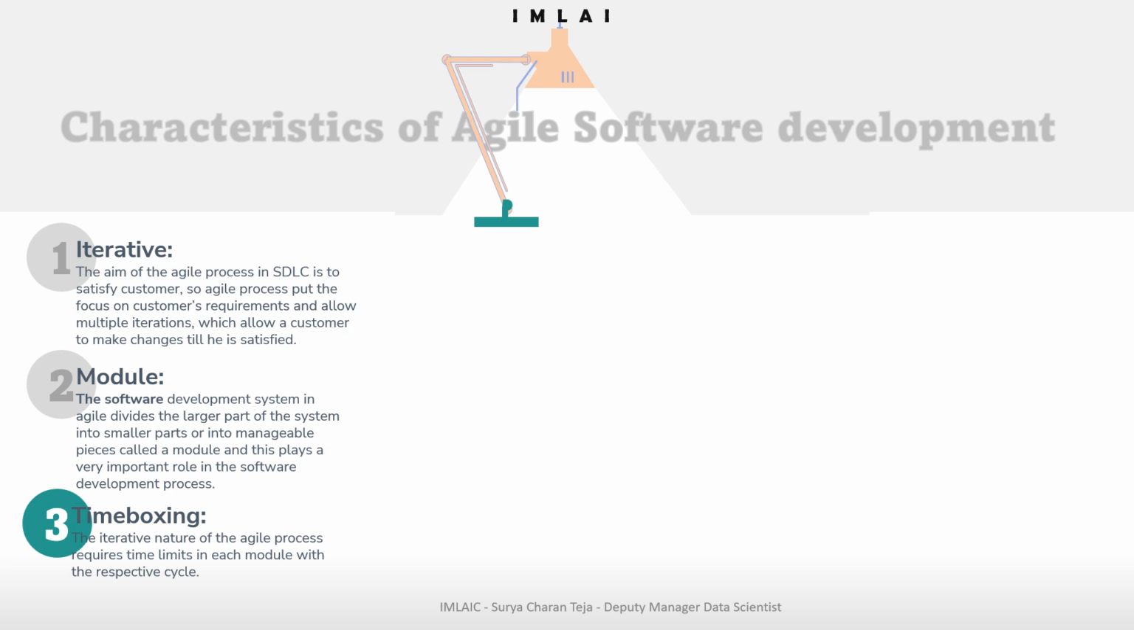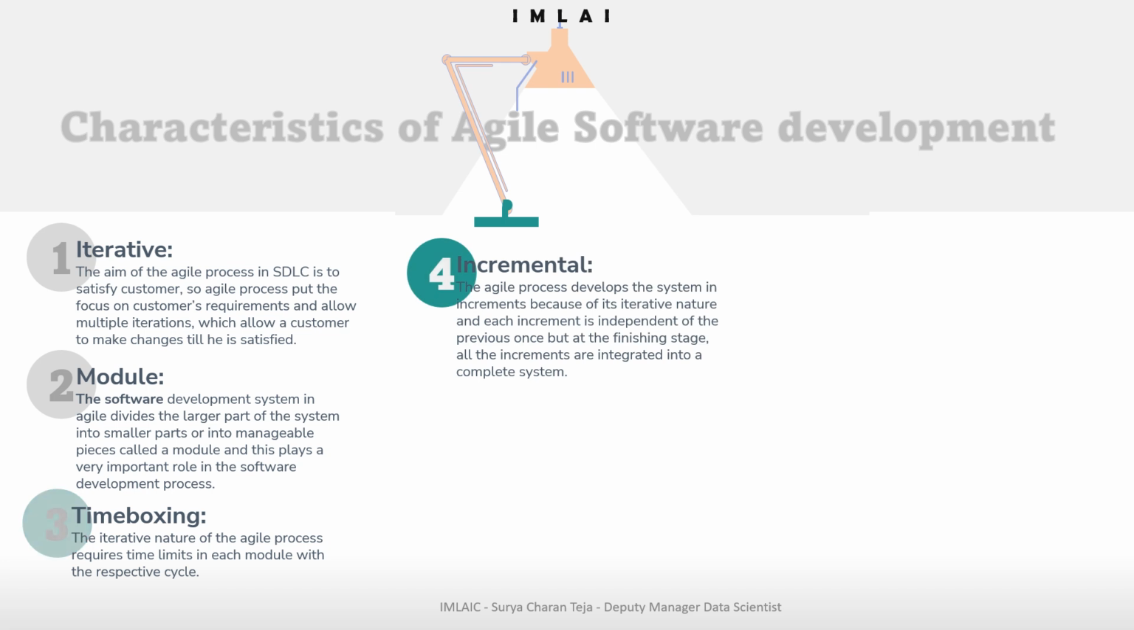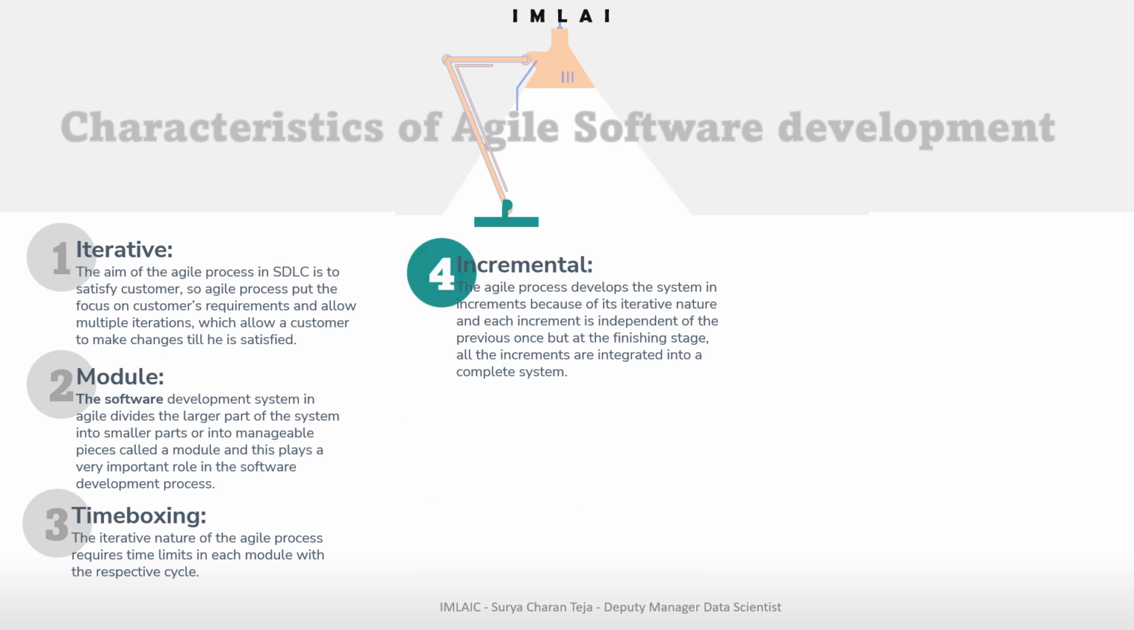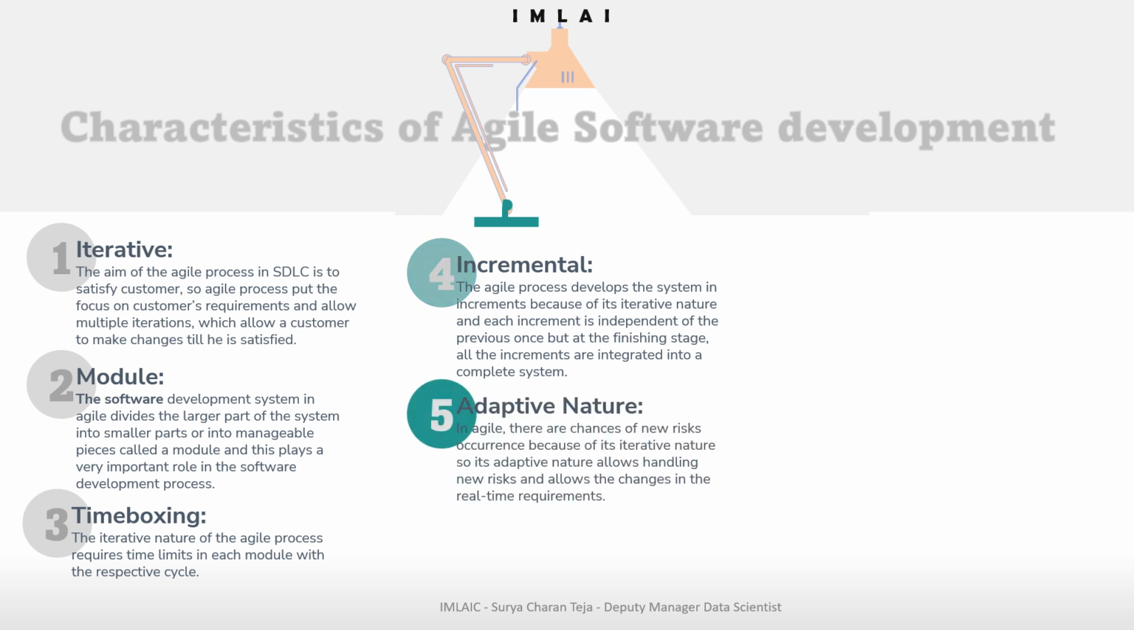Then we have parsimony. Sorry, that's fine. We will look into the incremental first, and then we'll move on to parsimony. So incremental: here the agile process develops the system in increments because of its iterative nature, and each increment is independent of the previous ones, but at the finishing stage all the increments are integrated into a complete system.